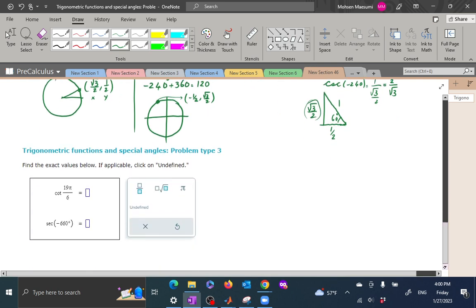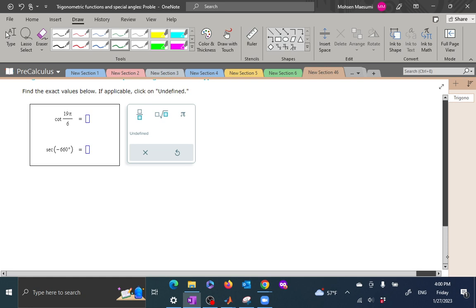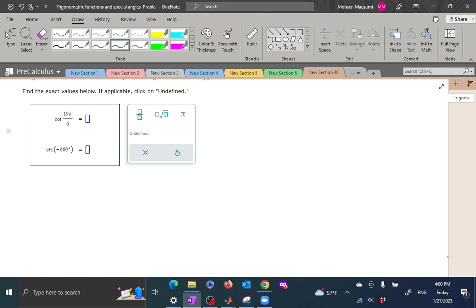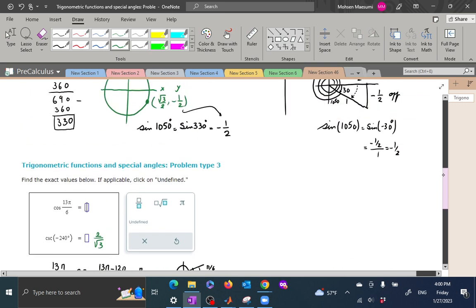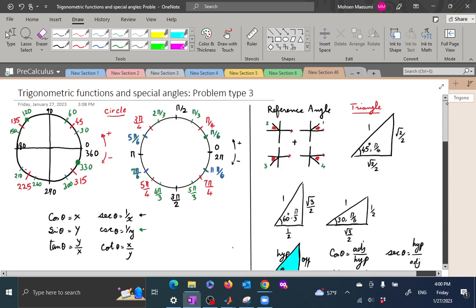Now let's try one more time. Cotangent of 19 pi over 6. 19 over 6 is more than 2, so we better subtract 2 pi from it. It's a big angle. Common denominator 6: 19 pi minus 12 pi, this is 7 pi over 6. Where is that? That's slightly past the halfway mark, or 180 degrees. Here's the 7 pi over 6.